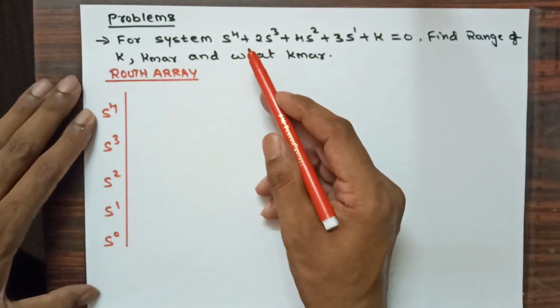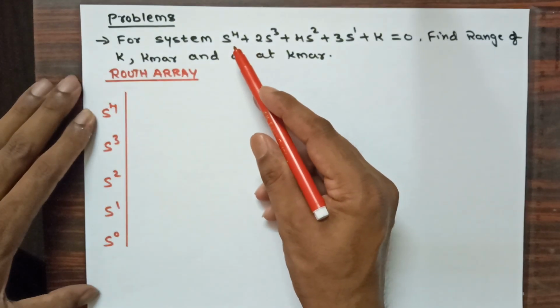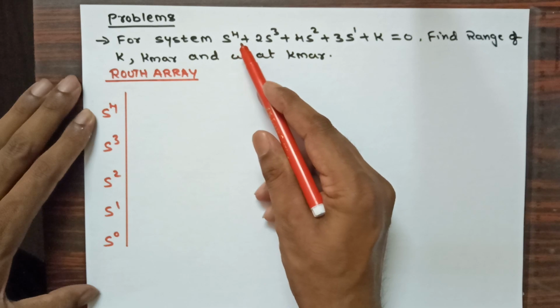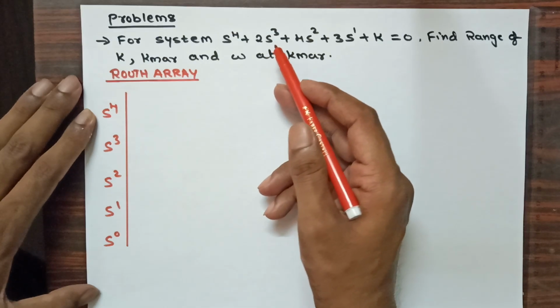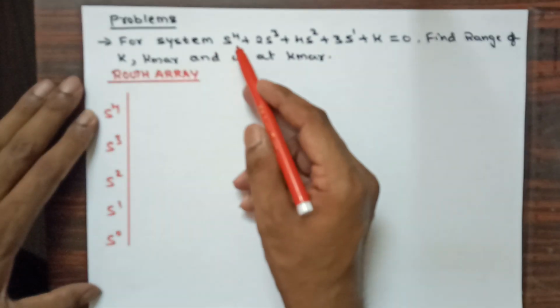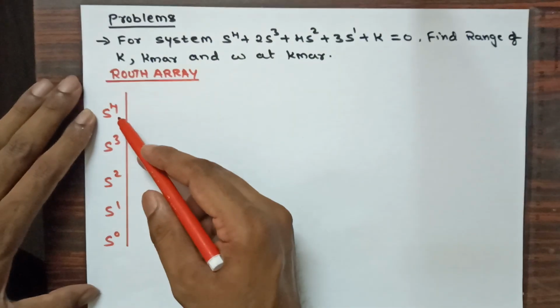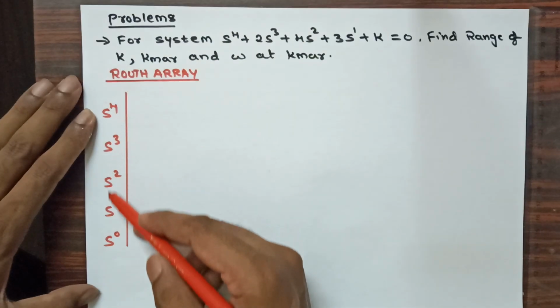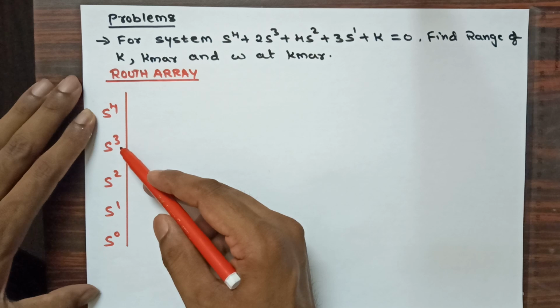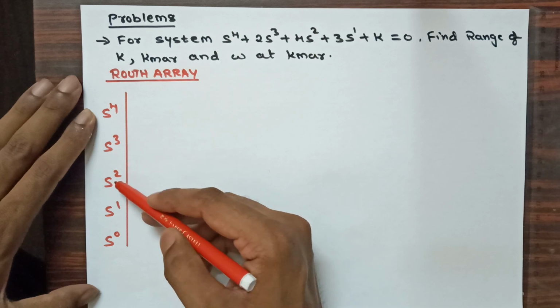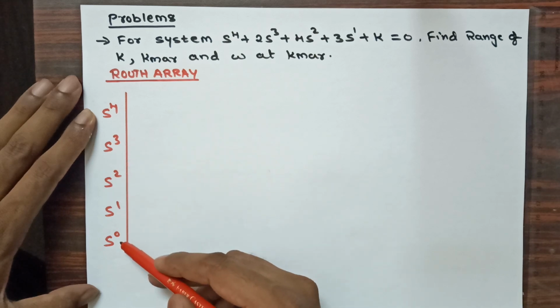For that, first we need to form the array. As we know, we need to consider the highest power of s from the characteristic equation, and you can see the highest power is s to the power 4. I have considered that here, and the other s power terms in decrementing order, that is s to the power 3, s to the power 2, s to the power 1, s to the power 0.